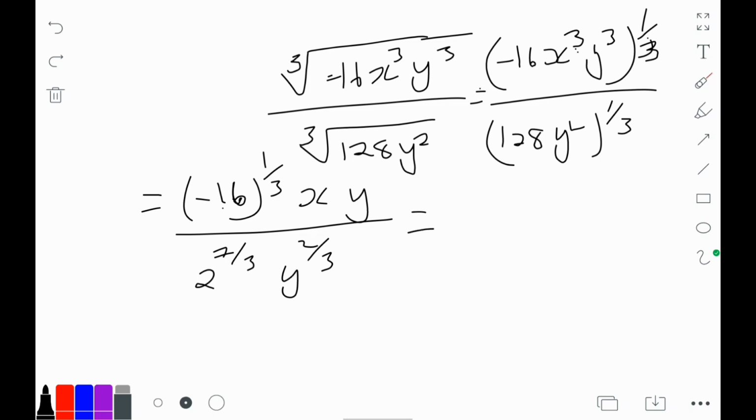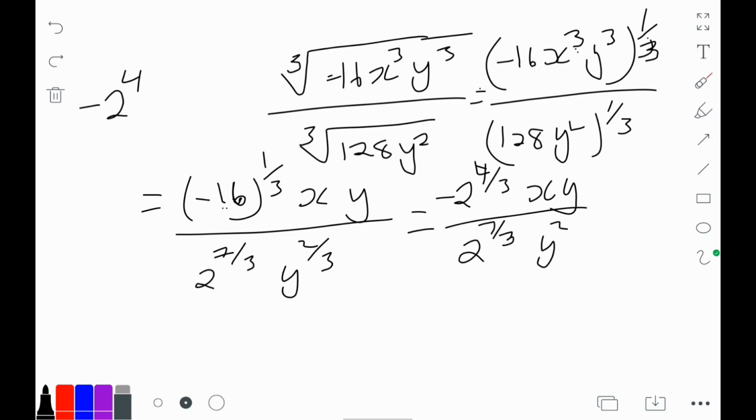So this will give us negative 2 to the power 4 equals 16, remember? And you can also take out the negative, you write it as negative 1, but I won't do that for now, so that I don't get you guys confused. So negative 2 to the power negative 4 over 3 and xy divided by 2 to the power 7 over 3 y to the power 2 over 3.